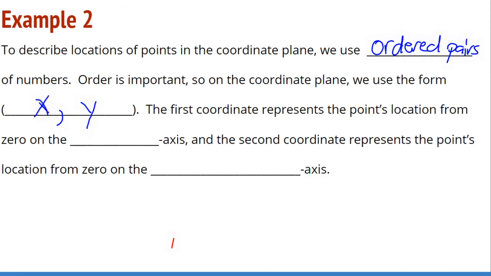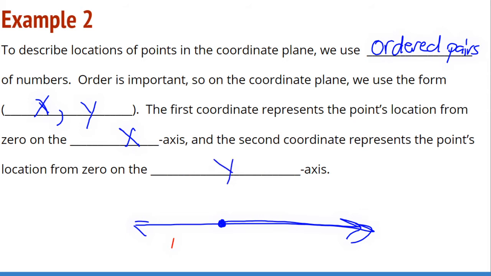The first coordinate represents the point's location from 0 on the x-axis. So we have our x-axis that has a 0 on it, and we are being told how far we are from that point. The second coordinate represents the point's location from 0 on the y-axis. So I've got my vertical number line, this is 0 on the vertical number line, and we're saying how far are we from that 0.